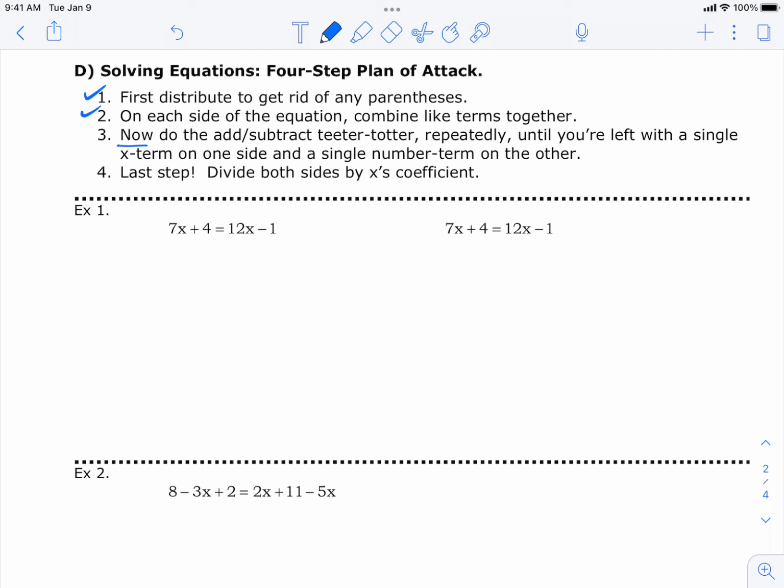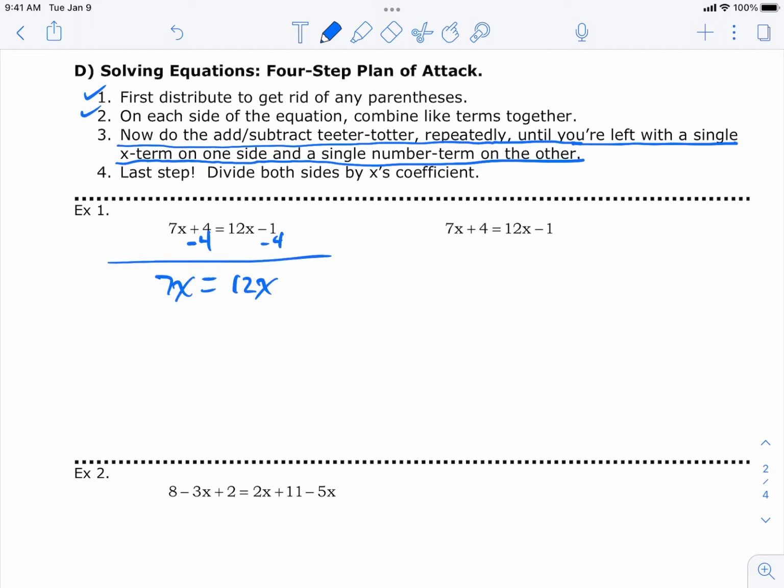Okay, now do the add-subtract teeter-totter repeatedly, until you're left with a single x term on one side and a single number term on the other. So what I'm going to do, I like having my x here on the left. But see that 4? We don't want that 4. So I'm going to subtract 4 on both sides right now. So I've got a 7x here, I've got a 12x here. The minus 1 and the minus 4 makes a minus 5. Okay, cool.